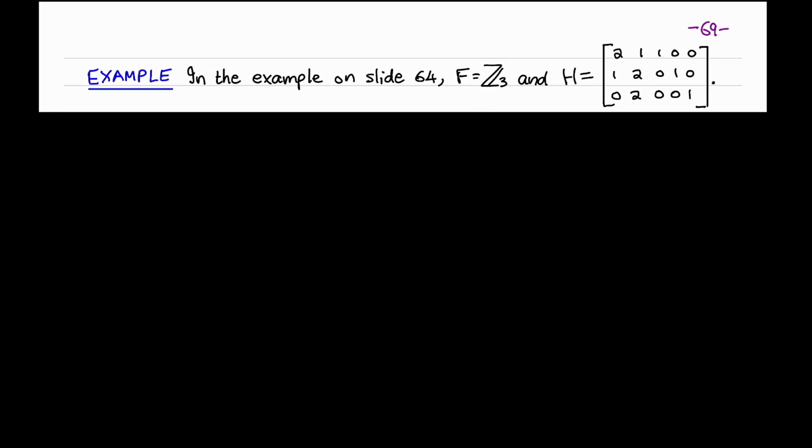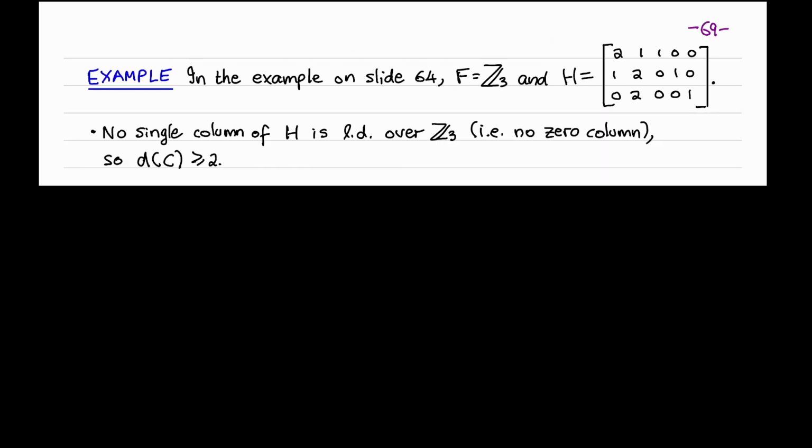Here's the first example. In slide 64, we saw an example of a 5-2 linear code over Z3, and we wrote down this PCM for the code. H is a 3x5 matrix over Z3. Note that no single column of H is linearly dependent over Z3. A single linearly dependent column would have to be the 0 column, and we see that H doesn't have any 0 columns. And so by the theorem, the distance of C is at least 2.